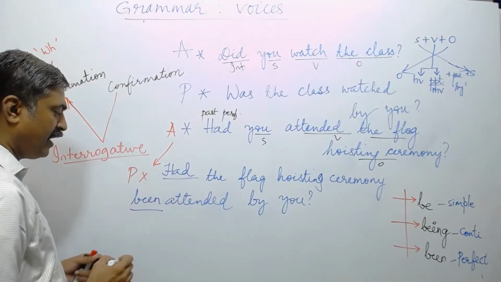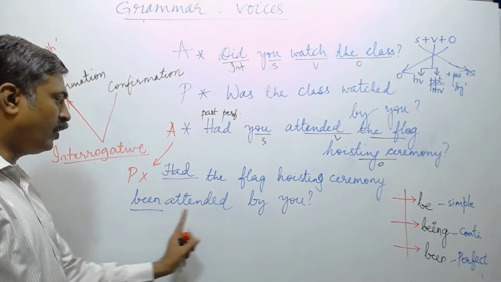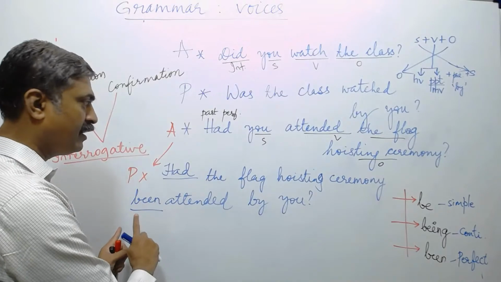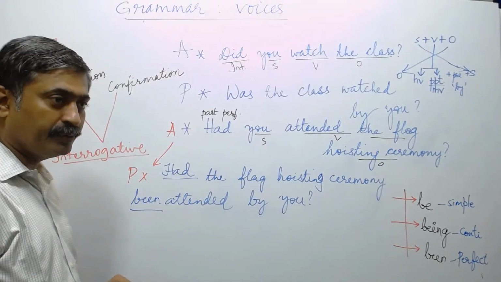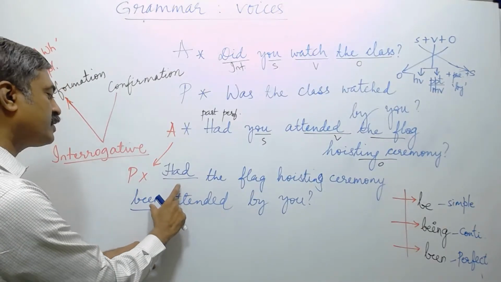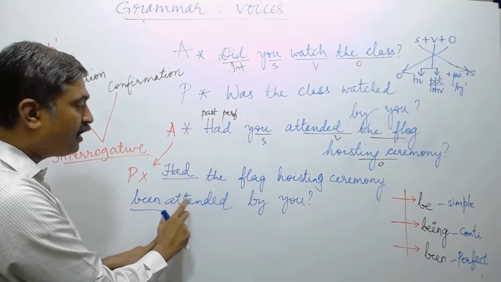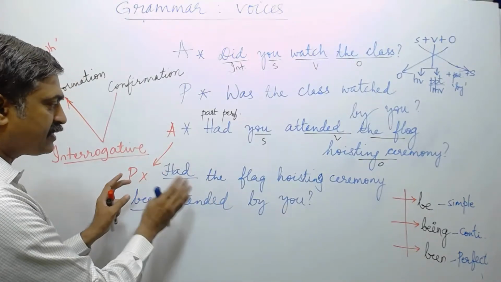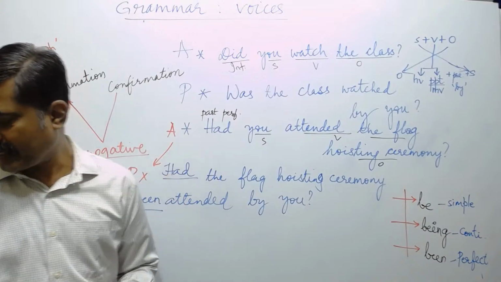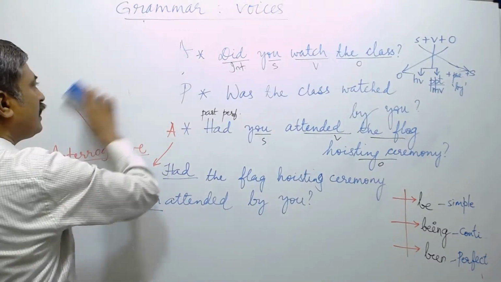So the addition of had as a past perfect tense and been keeps the flow of the verb in the sentence. Been helps us do that. And had the flag hoisting ceremony been attended by you, that makes much more sense than what we wrote without these two. That was intentionally written last only to tell you that if you don't use the verbs correctly, look at the way the meaning as well as the construction of the sentence gets disturbed. That was the idea of writing these words last to complete the answer.